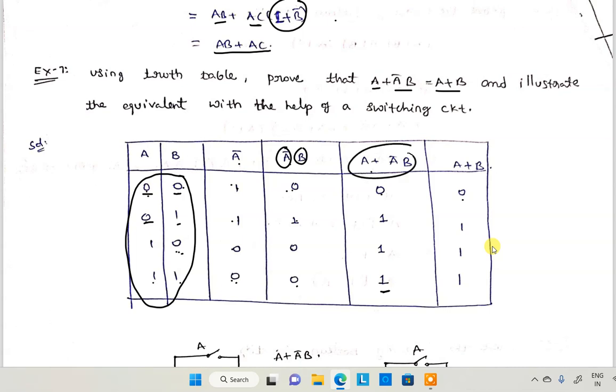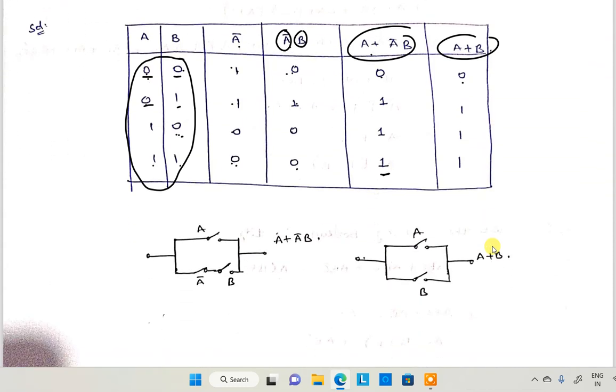So finally, are these two equal or not? Yes, these two are equal. A into A plus AB bar is equal to A plus B. Those two are equal with the help of this truth table. Then I will draw both the circuits.